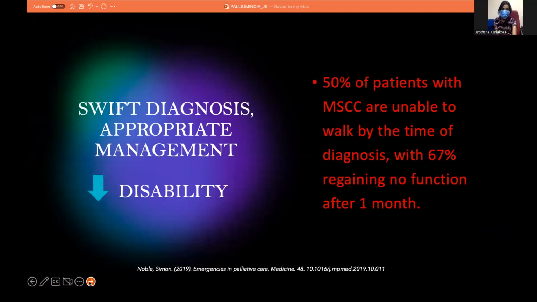Now, swift diagnosis and appropriate management can help minimize the disability that is bound to happen. 50% of patients with malignant spinal cord compression are unable to walk by the time of diagnosis, and 67% regain no function after 1 month. We'll see that the pre-treatment ambulatory status is the most important prognostic factor for regaining ambulatory function post-treatment.